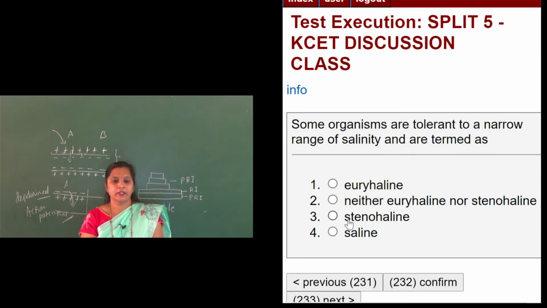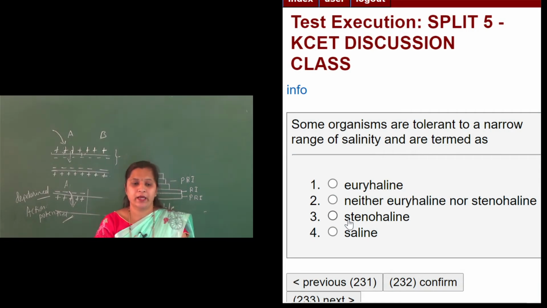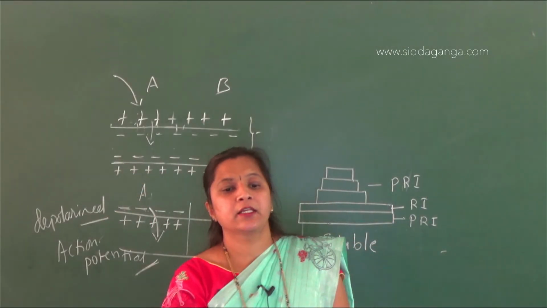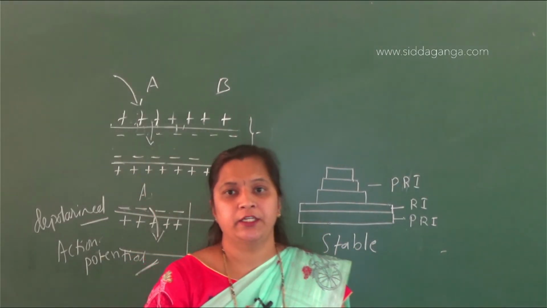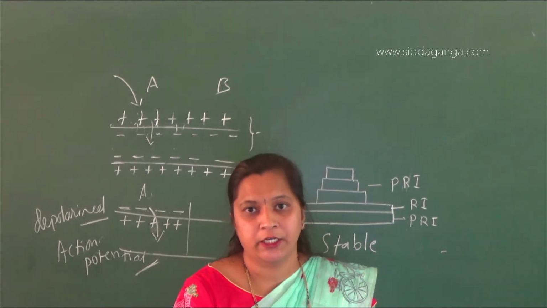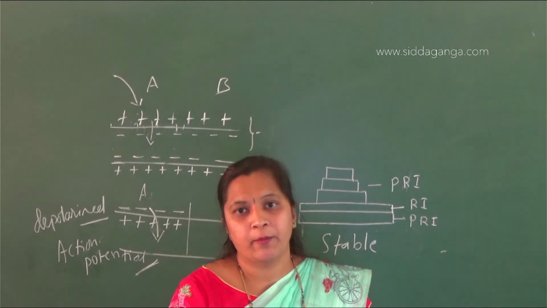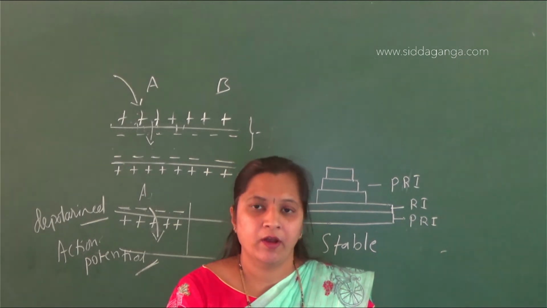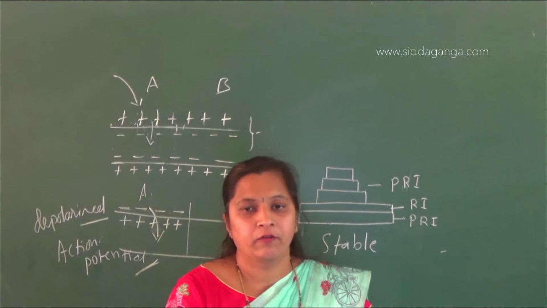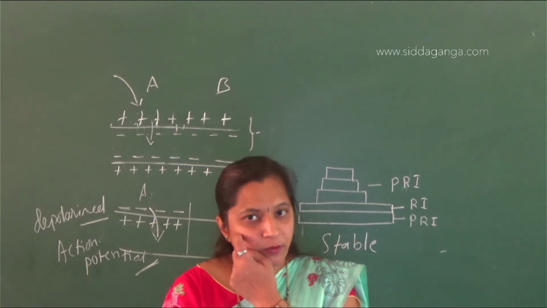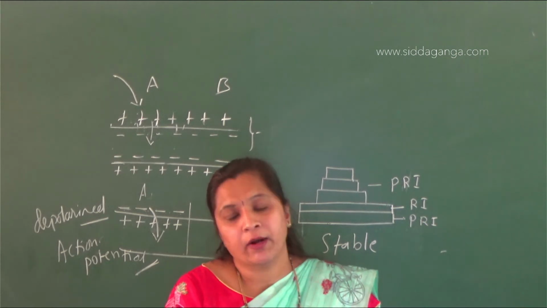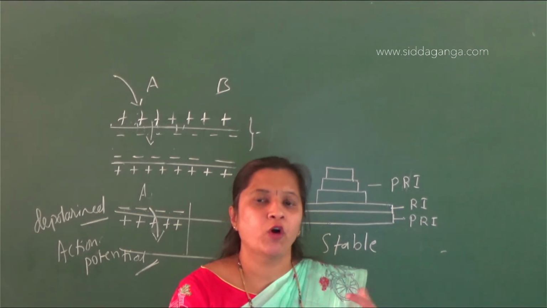Some organisms are tolerant to a narrow range of salinity and are termed as: first option, euryhaline; second, neither euryhaline nor stenohaline; third option, stenohaline; fourth option is saline. So some organisms are tolerant to a narrow range of salinity. Salinity means salt concentration. Water is also one of the important abiotic factors required for the survival of life. No life exists without water, right? Even though they are aquatic organisms, they also face some water related problems.